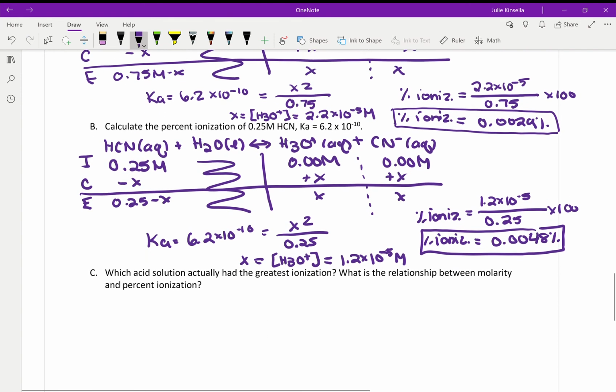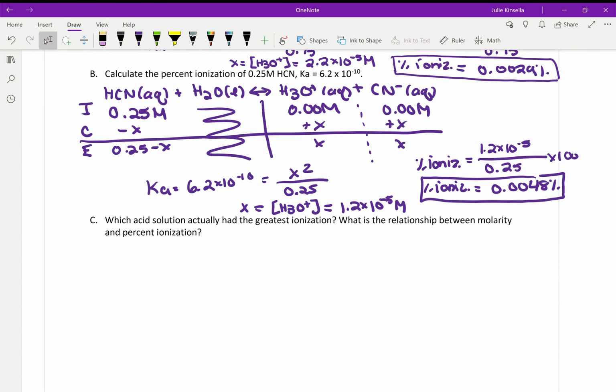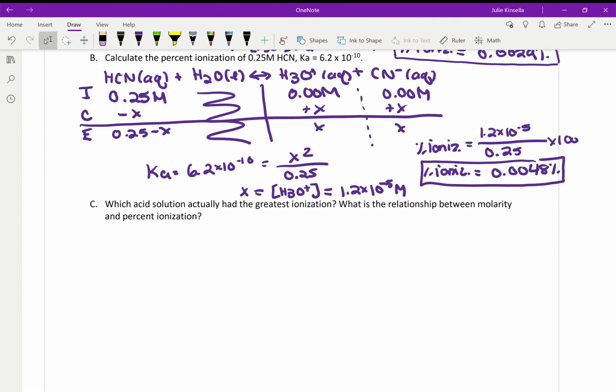We always like to go through these calculations because it's something that has popped up that students can't really think through if you only have a minute and a half to answer it. So which acid solution actually had the greatest ionization? What's the relationship between molarity and percent ionization? You should summarize that for yourself.